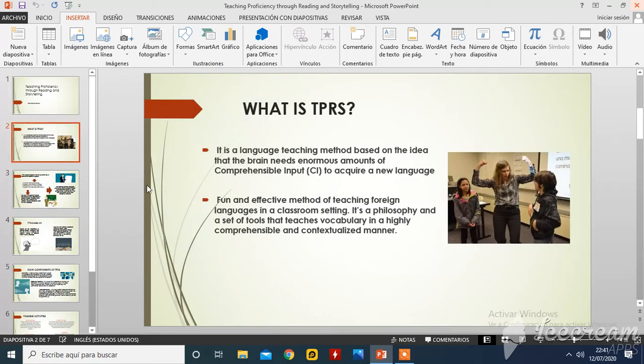What is TPRS? Well, it's a language teaching method based on the idea that the brain needs enormous amounts of comprehensible input to acquire a new language. This method is fun and effective for teaching foreign languages in a classroom setting. It's a philosophy and a set of tools that teaches vocabulary in a highly comprehensible and contextualized manner.